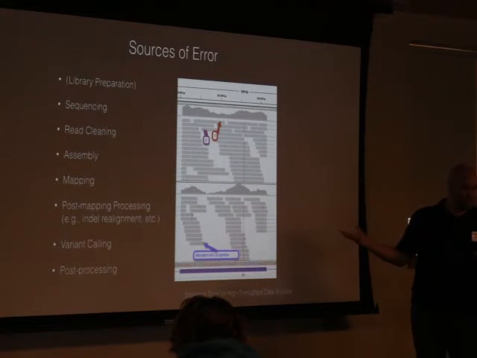Reads can be mapped to wrong locations. That is, where you're figuring out where they go. It's not always the case that there's one best hit in the genome or in your reference that you've assembled. So errors can be introduced there.